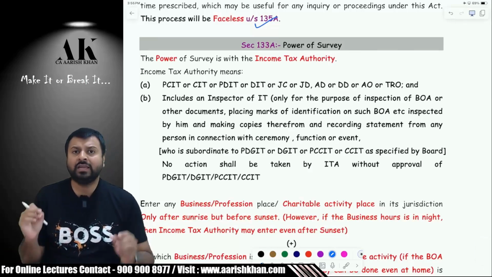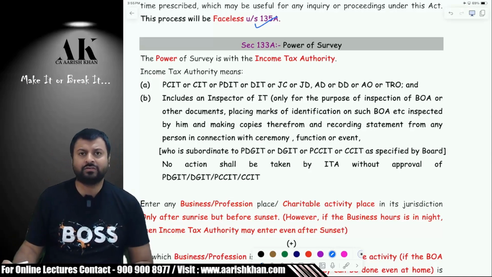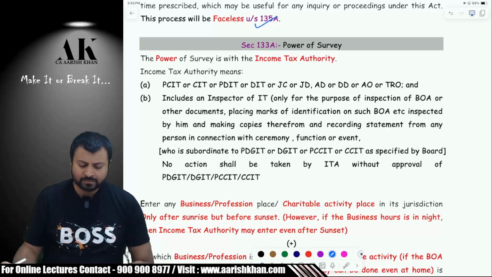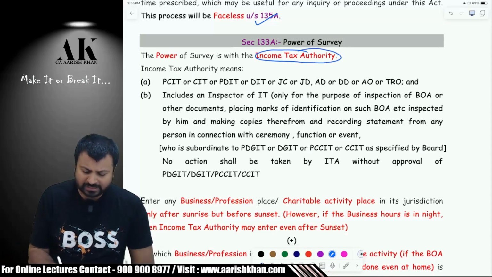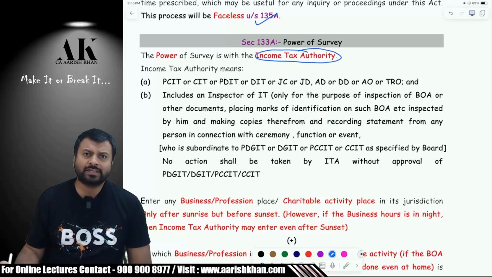Now coming to the power of survey, which is one of the most important section of this chapter. I can say the most important section of this chapter, power of survey. Who can do survey? A survey is nothing but a surprise visit by the income tax authority. Income tax authority will do a surprise visit. Now who can do survey? Which income tax authority can do survey?